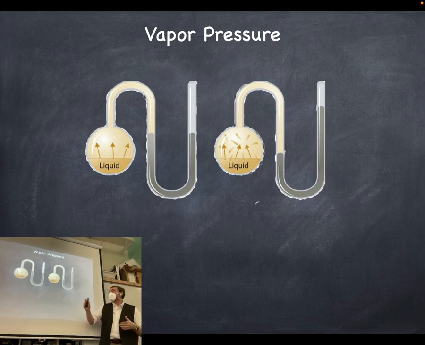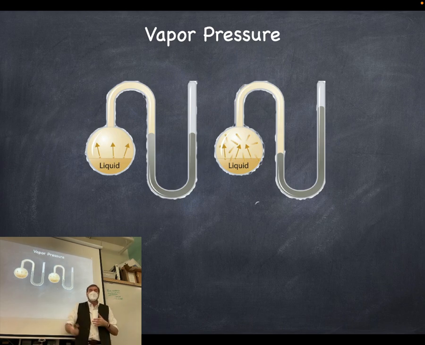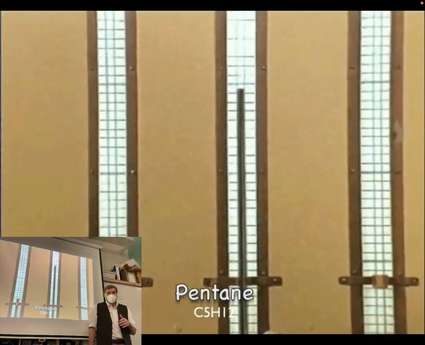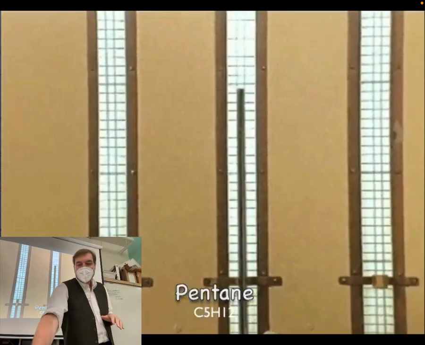It's easy for the liquid to turn into a gas. All right? Let's look at an example, okay? Here, I'm going to show you a video. This has two different substances, okay? We have hexane and pentane, and we're going to measure their vapor pressures.